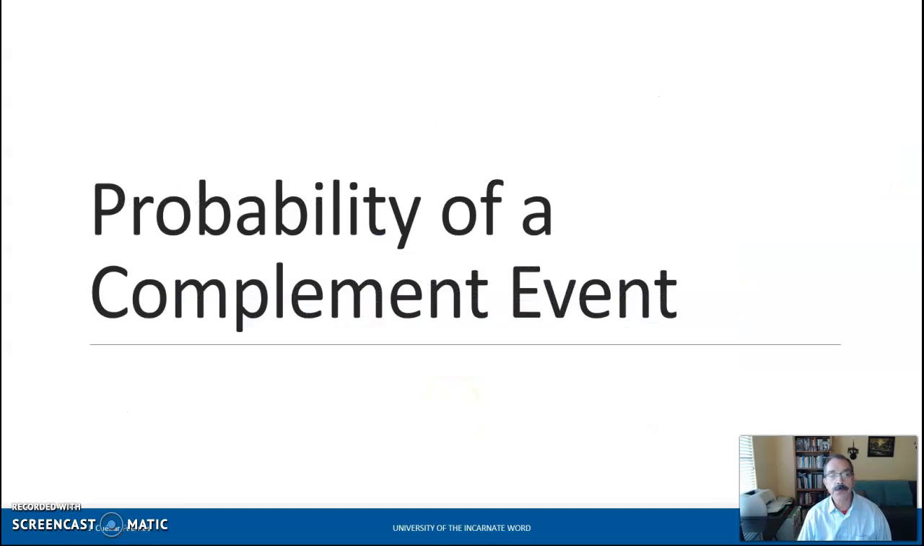All right, so we're going to stop at this point. We keep in mind the three types of events that we're going to be referring to: the complement, the union, and the intersection of events. All right, in the next section, we'll talk about the probability of a complement event and other probabilities.